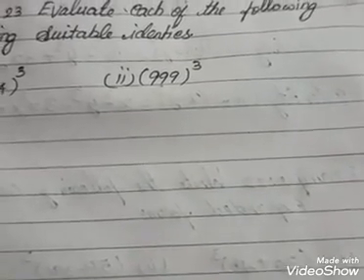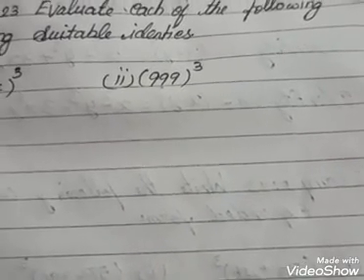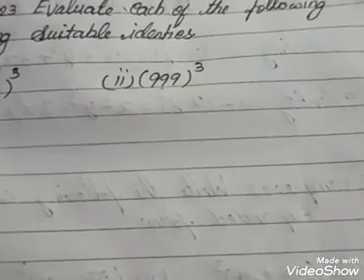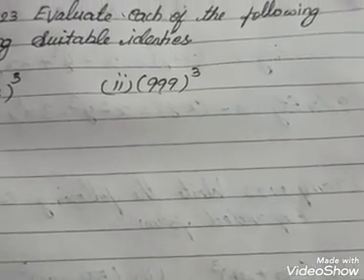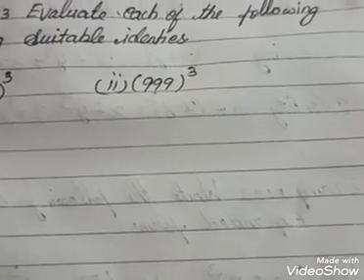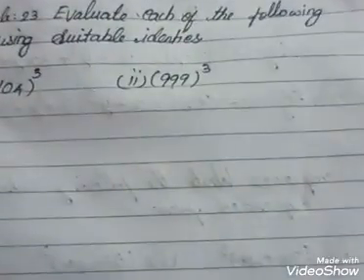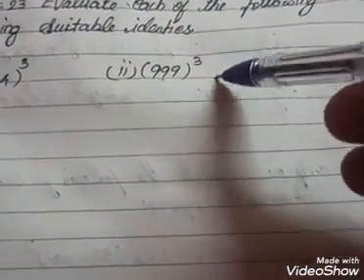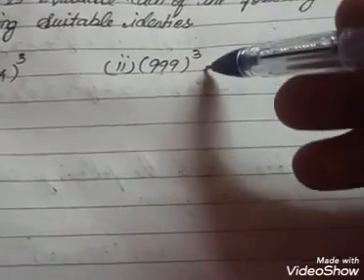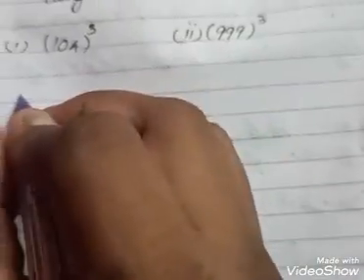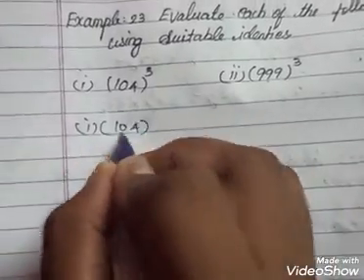Here you have to round up the value. 104 is more than 100, so it can be written in the form 100 plus 4. But 999 is less than 1000. So which rounded value is near to this? Here the near round value is 1000. So it should be written as 1000 minus 1, and 104 as 100 plus 4. Now you get the identities (x plus y) the whole cube and (x minus y) the whole cube. So one by one I show the solution. First question, 104 whole cube.